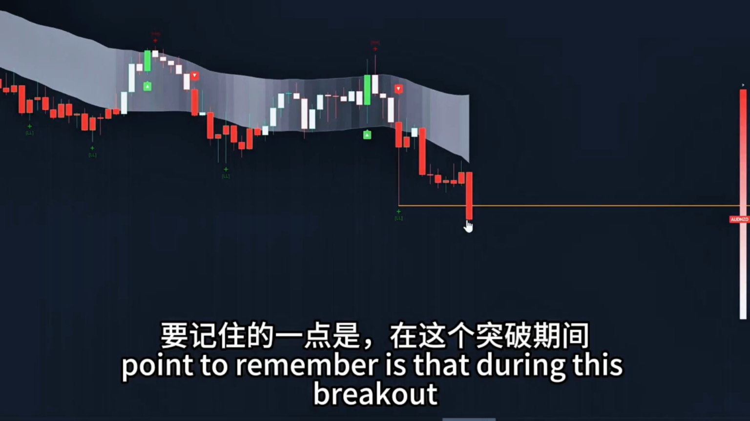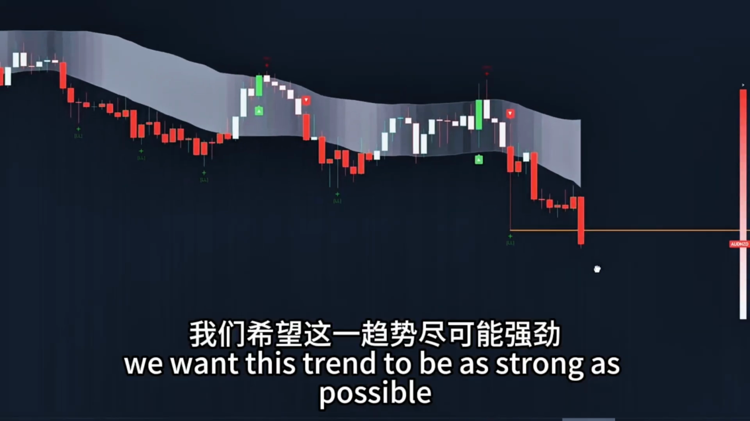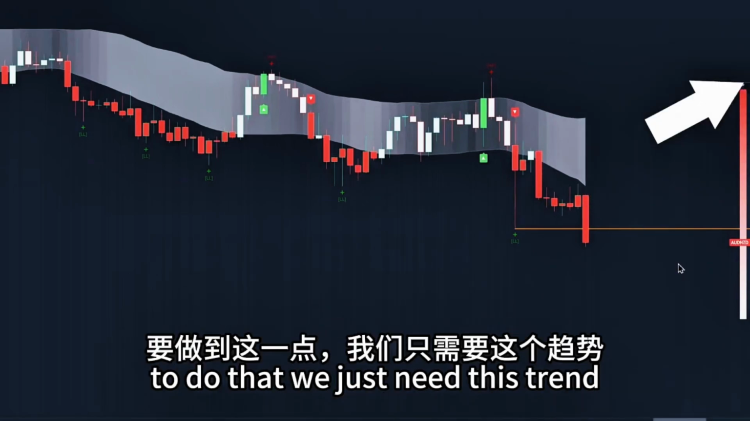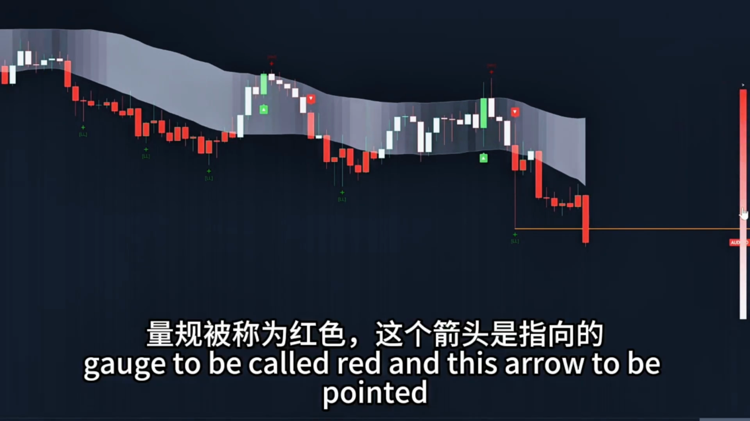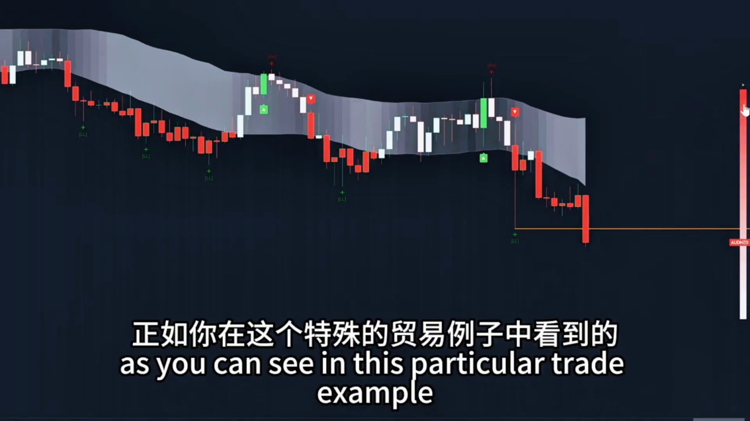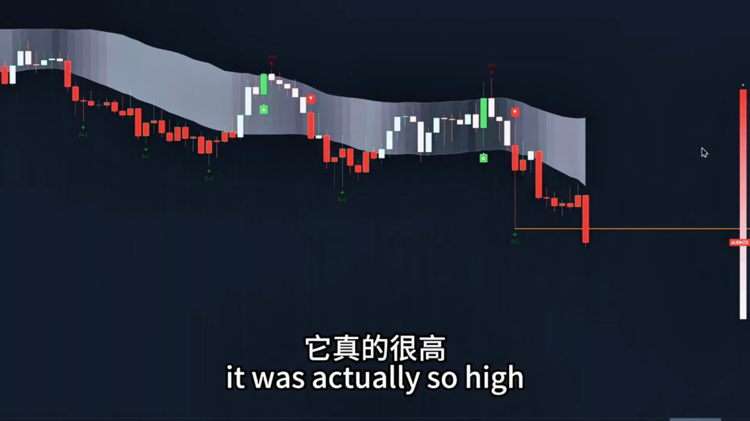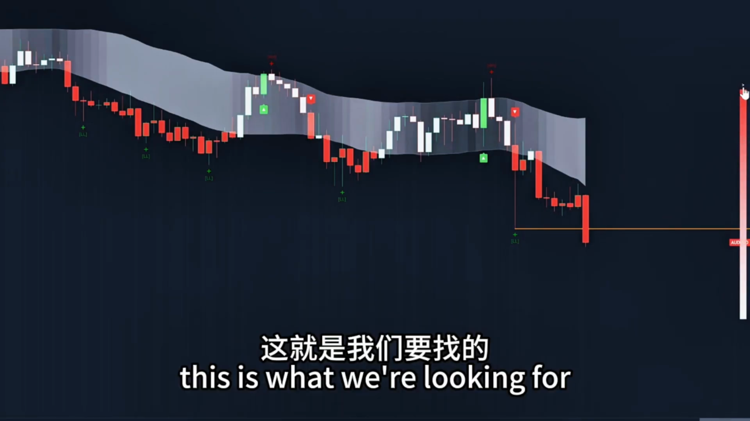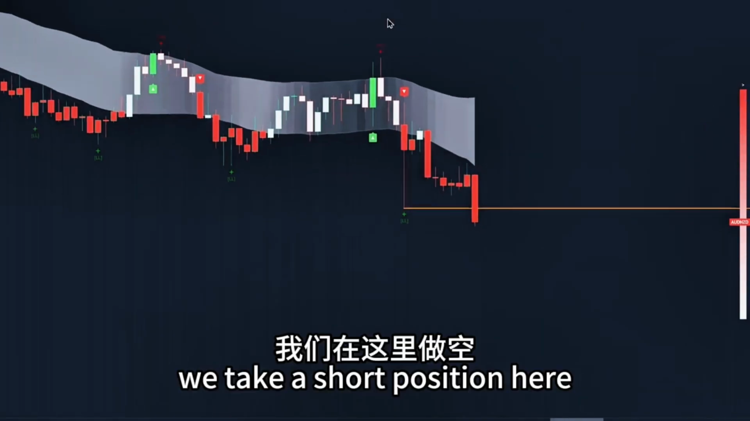Now, an important point to remember is that during this breakout, basically on this candle, we want this trend to be as strong as possible. To do that, we just need this trend strength gauge to be colored red and this arrow to be pointed as high as possible. As you can see, in this particular trade example, it was actually so high that it was outside of the bar. This is what we're looking for. We take a short position here.